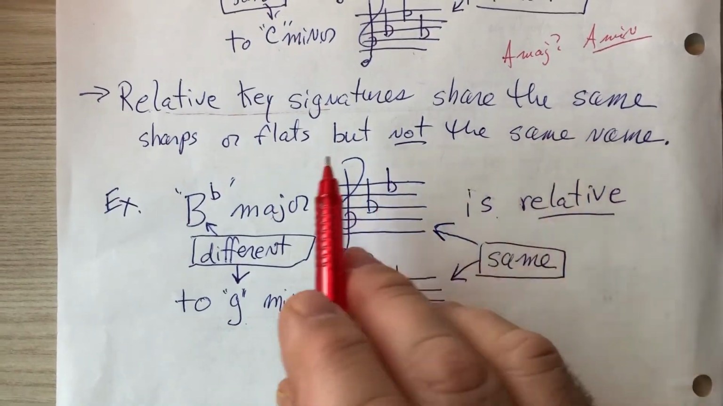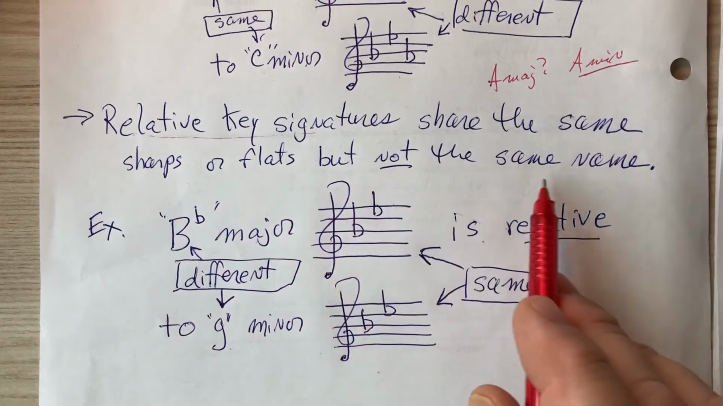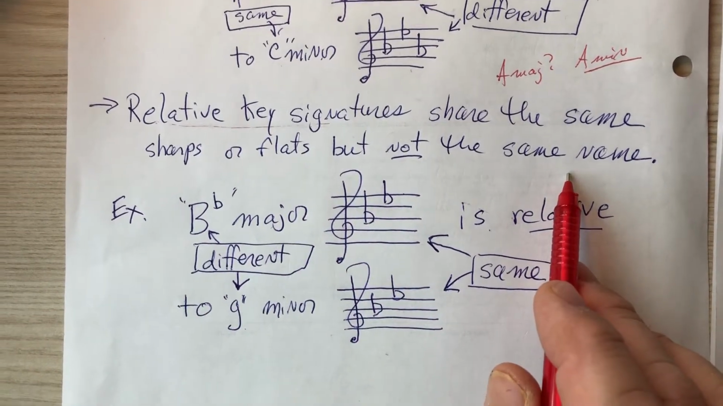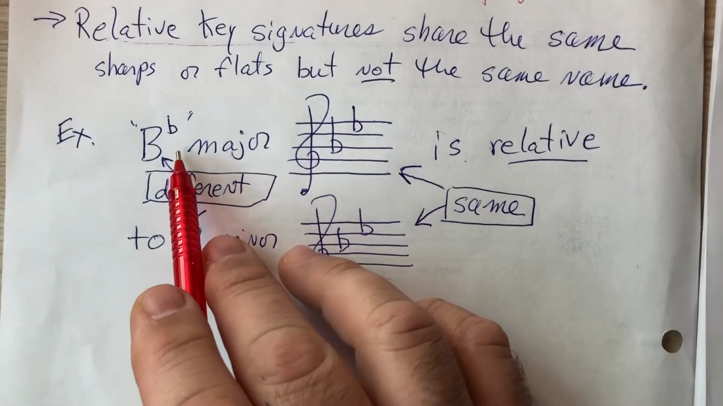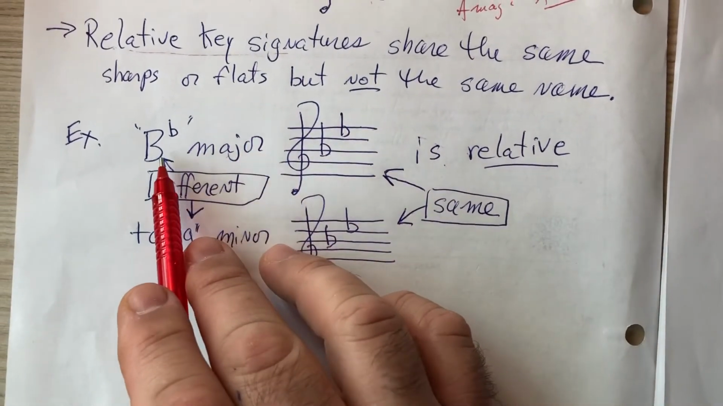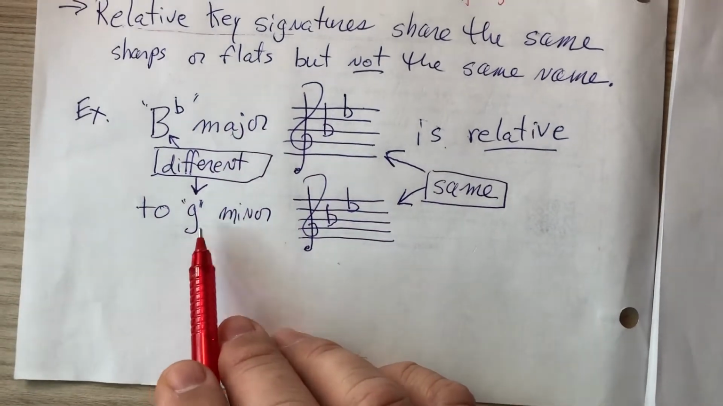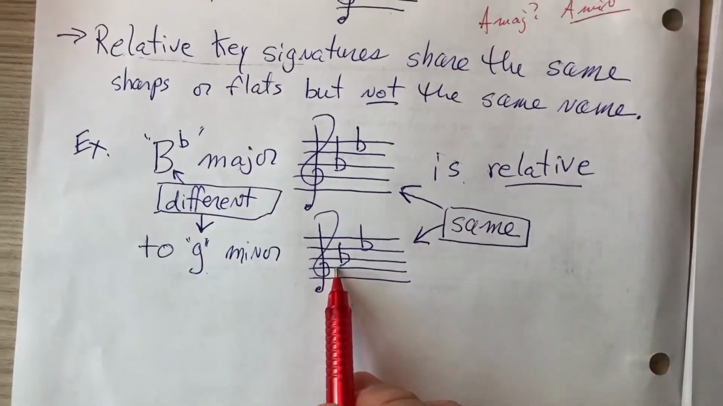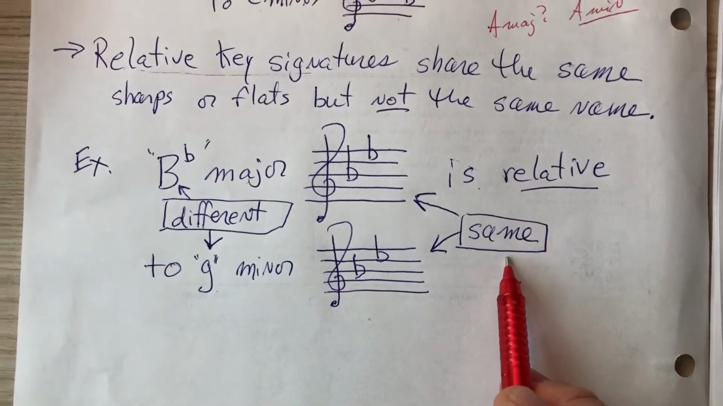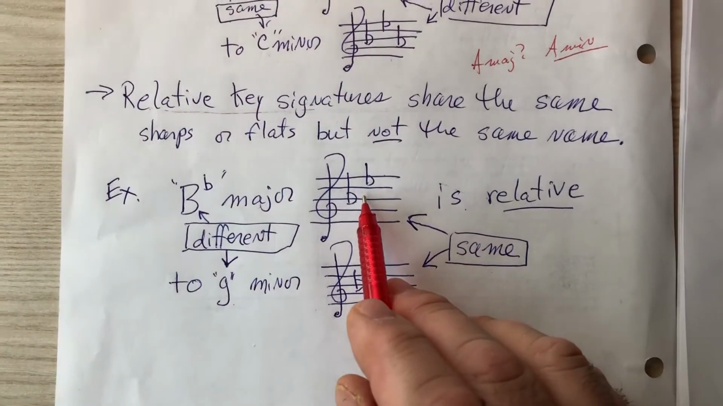Okay? Relative key signatures are the opposite. They have the same key signature in terms of sharps or flats, but not the same name. For example, if you look at your chart that you should have handy, or if you know your key signatures, you know that B flat major and G minor both have 2 flats. So they are related. They are relative key signatures.